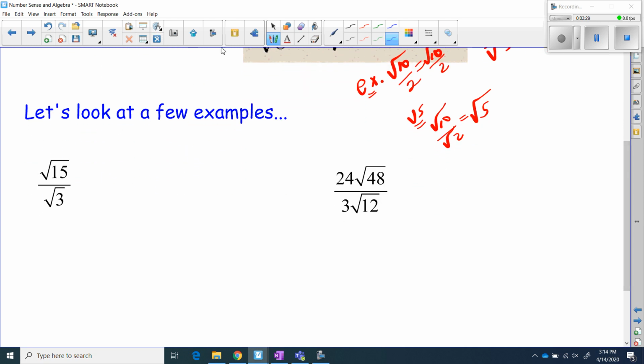Okay, so we'll start with the first one. I think we'll have not too much trouble here in the beginning. The square root of 15 divided by the square root of 3. They're both square roots. They do divide evenly. That will very easily work out then to be the square root of 5.